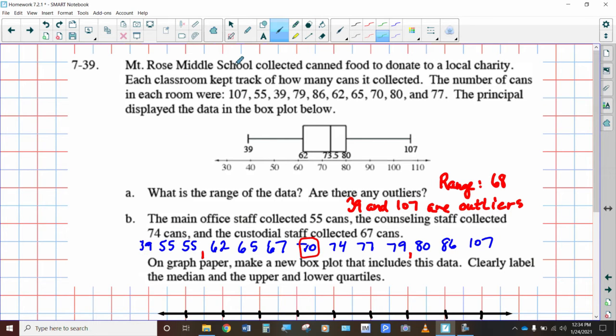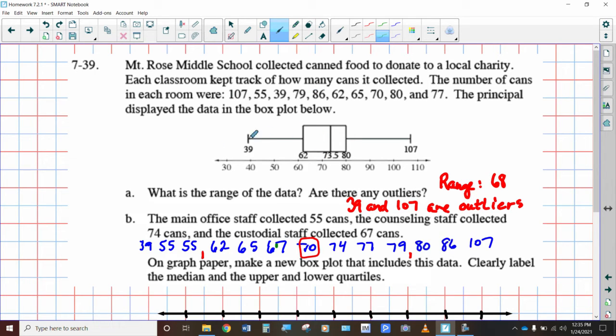All right, Mount Rose Middle School collected canned food to donate to a local charity. Each classroom kept track of how many cans it collected. The number of cans in each room were as follows. So this is the raw data. In order to create the box plot, we need to turn this into ordered data, okay?